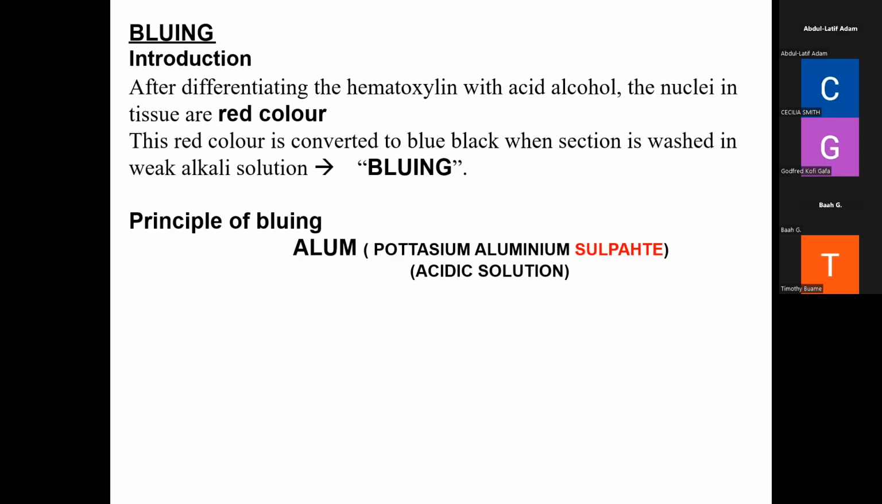Ideally, the alum itself is what? The aluminium sulfate. The aluminium sulfate is the one that does the linking, that does the bluing. So when you break aluminium sulfate into two, you have what? Aluminium and then the sulfate. And the reagent that is used for bluing is an alkaline medium.